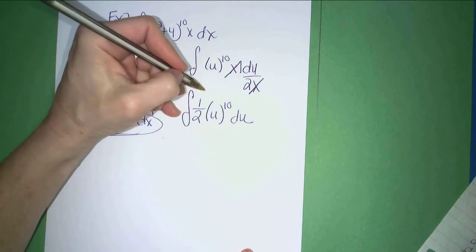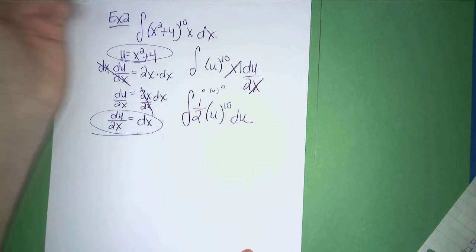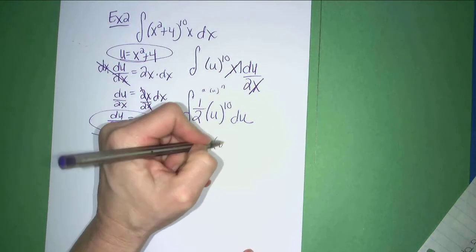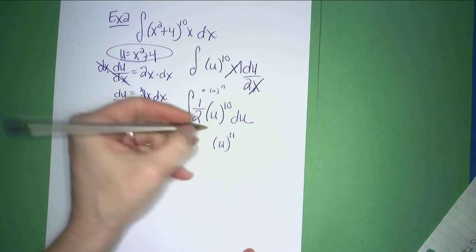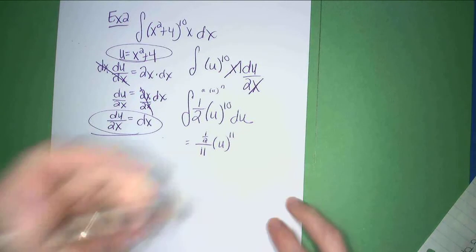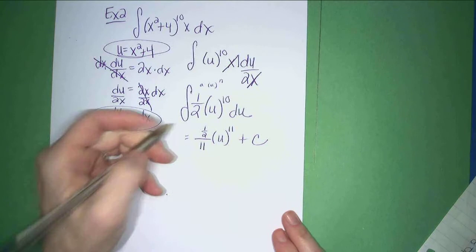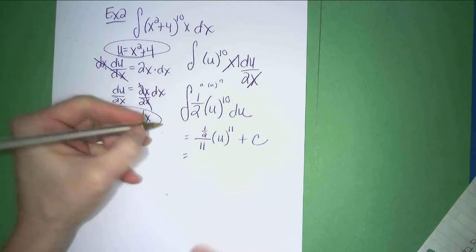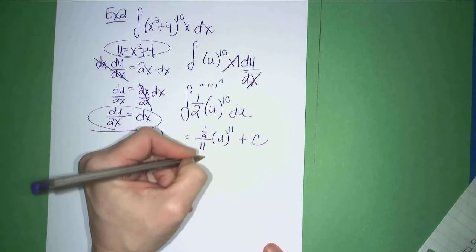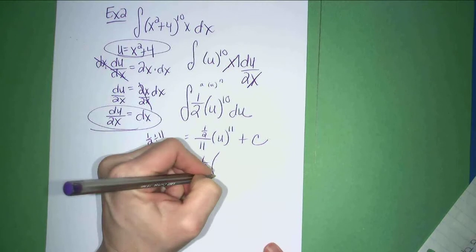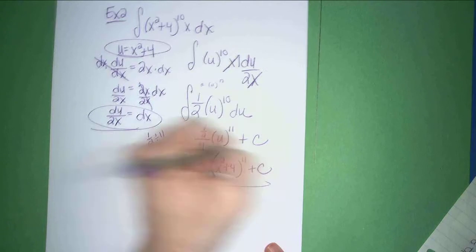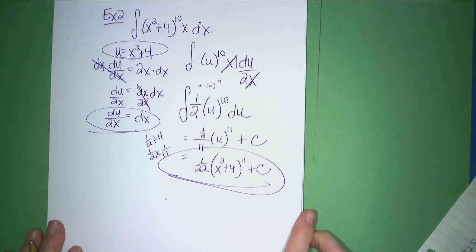And now I have that u to the n format, so I'm going to antidifferentiate. So I'm going to add 1 to 10 to make it 11. I'm going to keep my 1/2 and divide it by 11 so that these match, and add my constant c. 1/2 divided by 11 is the same thing as 1/2 times 1 over 11. So I'm looking at 1 over 22, quantity, let me put my u back in, x squared plus 4 to the 11th plus c. And that's my final answer.